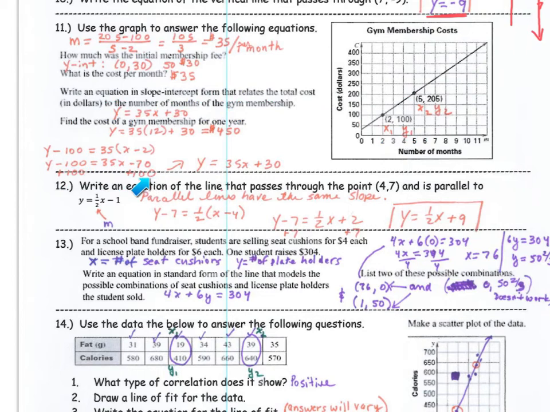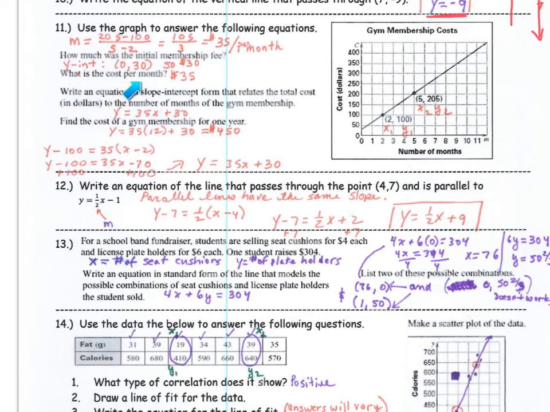That equation, we need to solve for y, so we distribute the 35 and add 100 to both sides. So this equation right here is my slope-intercept equation. Now the very first question on here says, how much is the initial membership fee? Remember, that is going to be your y-intercept. When x equals 0, the amount we have here would be the amount that we paid up front before we started paying for any months. So 30 is my y-intercept, all right?